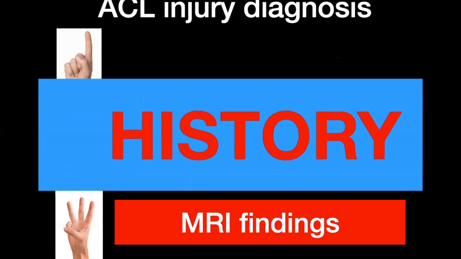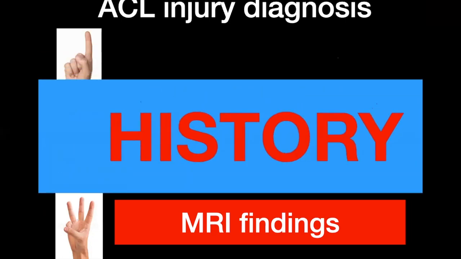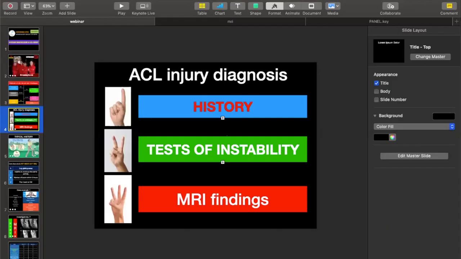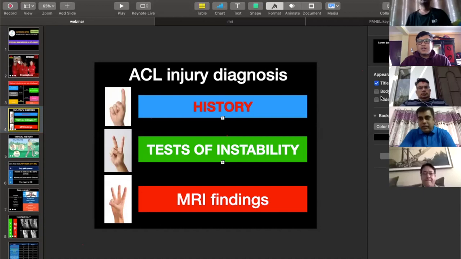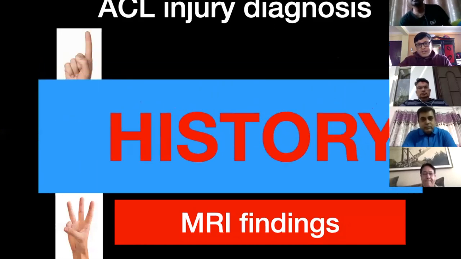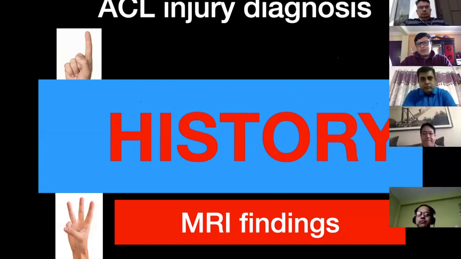So, talking about history, I would like to ask Navin sir. Navin sir, are you there, sir? Hello? Yes, yes. Are you listening to me? Yes, sir. Okay. So my question is, while diagnosing a case of ACL injury, what are the various points in history that you would like to elicit in a case of suspected ACL injury, sir?